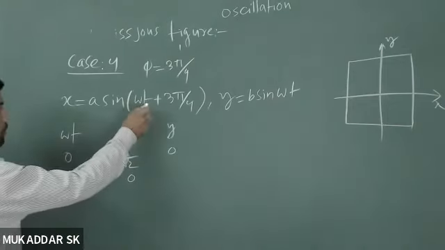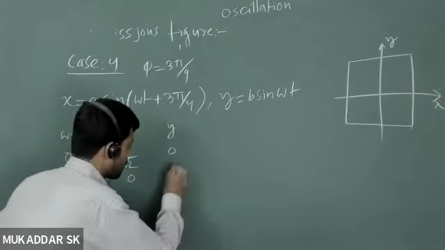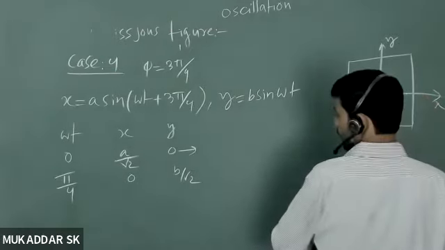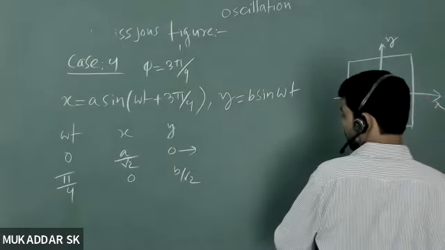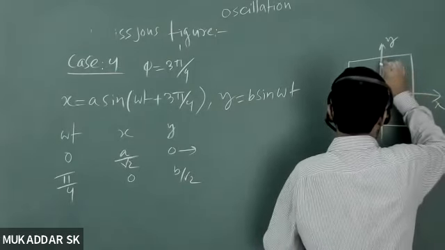Because pi by 4 plus 3 pi by 4, how much is that? That will be 0. So x will be 0, and y will become A by root 2. So when omega t equals 0, that point will be somewhere here, A by root 2. And when omega t equals pi by 4, it is 0, B by root 2. It means it will be somewhere here.